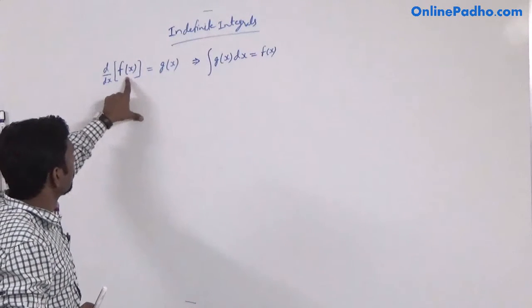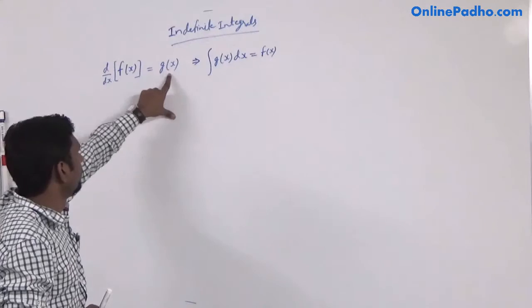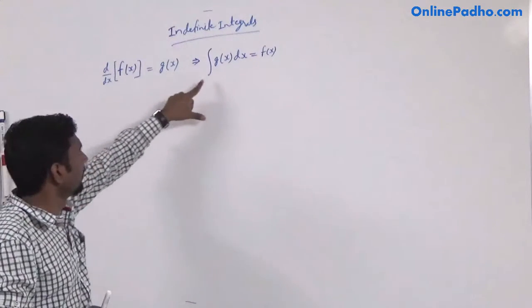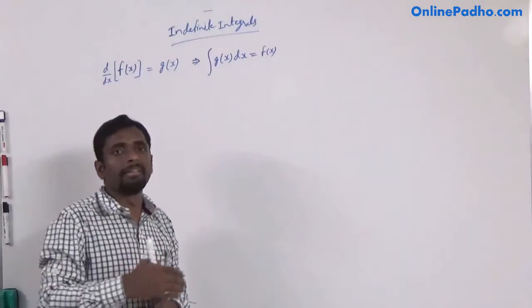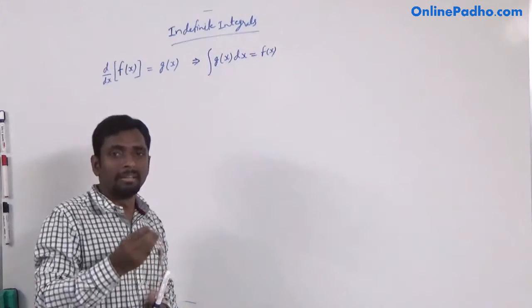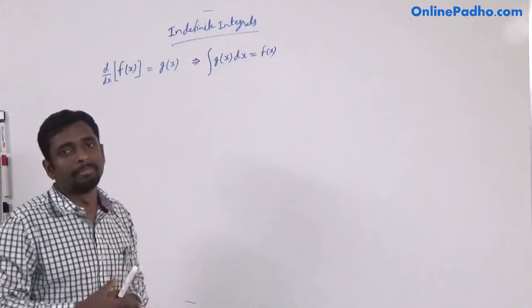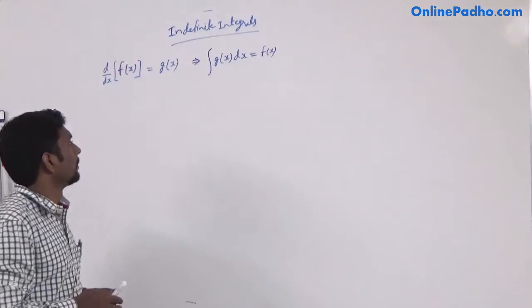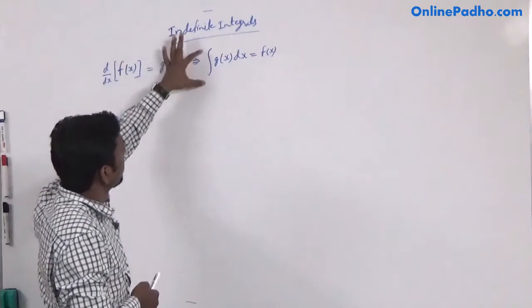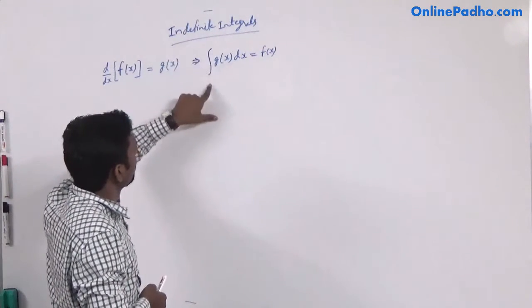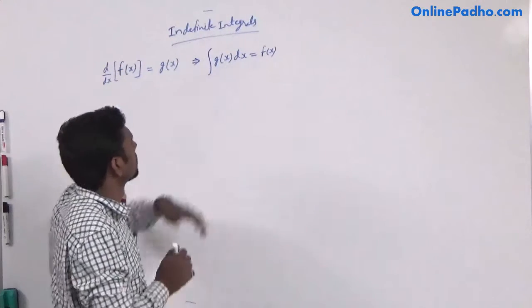The derivative of the function f(x) is g(x), and the antiderivative of g(x) is called f(x), and the antiderivative is called the integral. Integral is nothing but antiderivative, right? So this is the symbol for integration. If you find the integration of g(x), you will get f(x).